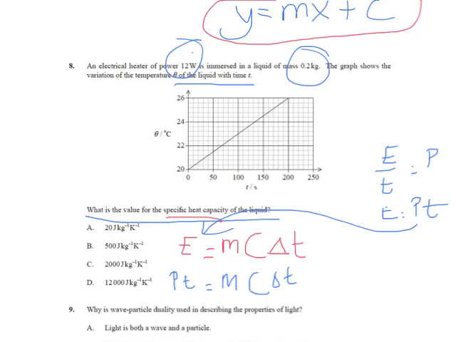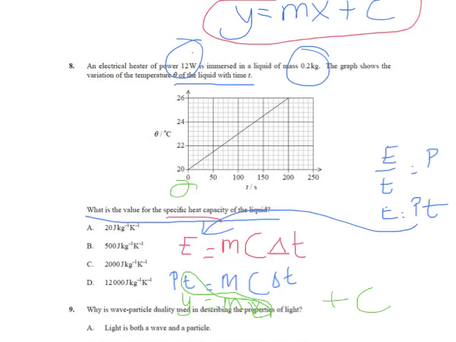Now let's try linearizing this. So if I do my equation of the line, y equals mx, and there's no plus c because there's no intercept and there's no plus bit on the equation. So let's have a look. What's on the x-axis? We've got time. Time is on the x-axis.